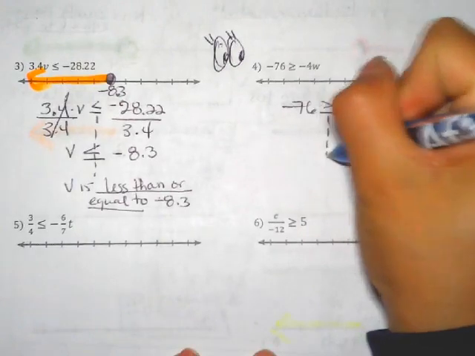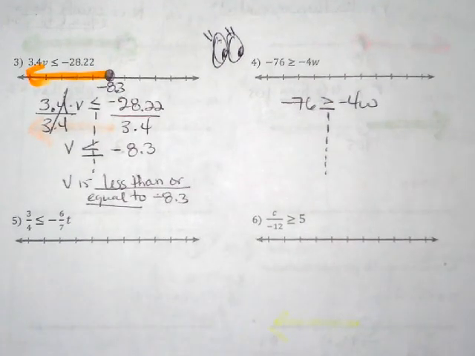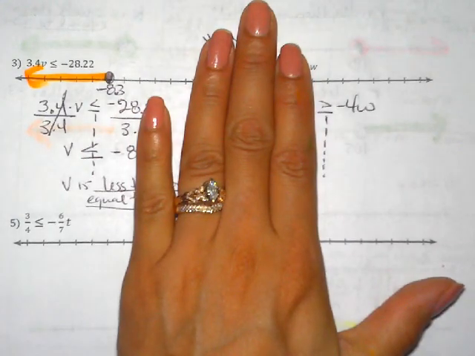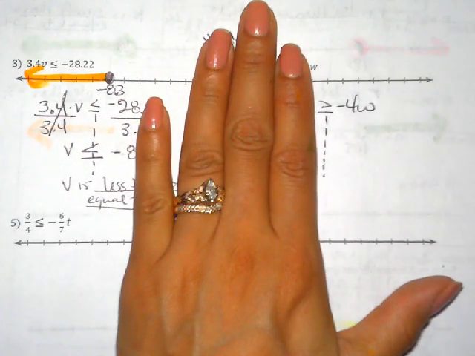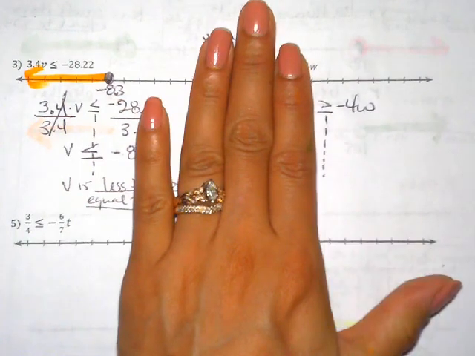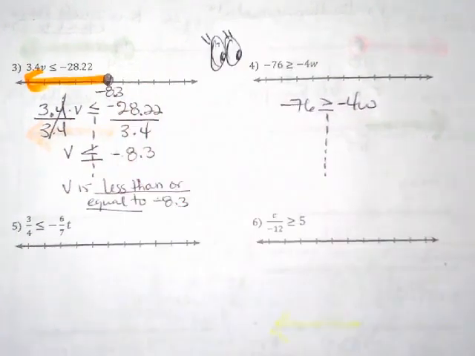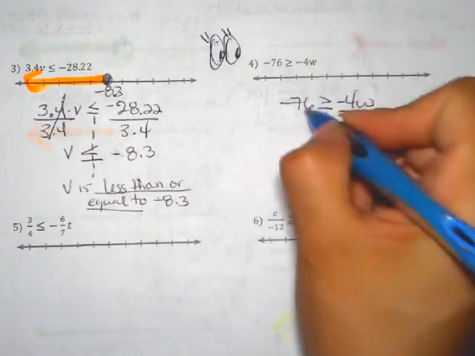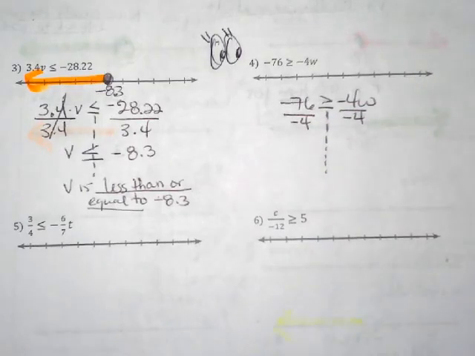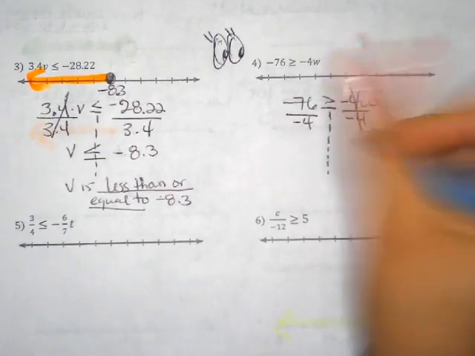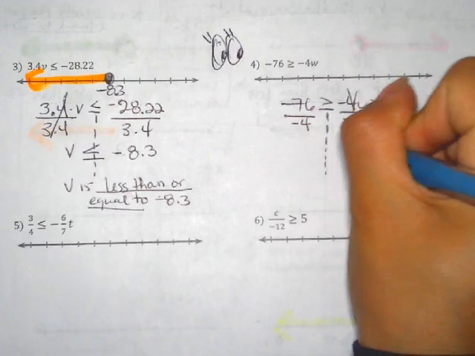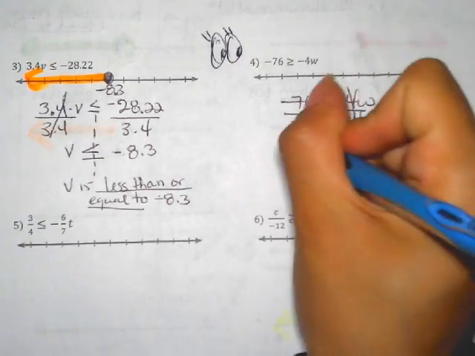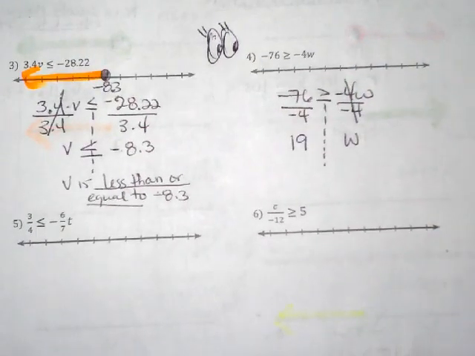Put your line going down. If I want to solve for w, what do I start with? You divide, right? They're touching, so that's multiplication. The opposite is to divide by the exact same number. Divide by negative 4. Negative 4 divided by negative 4 is positive 1. 1 times w is just w. Negative 76 divided by negative 4 is positive 19.